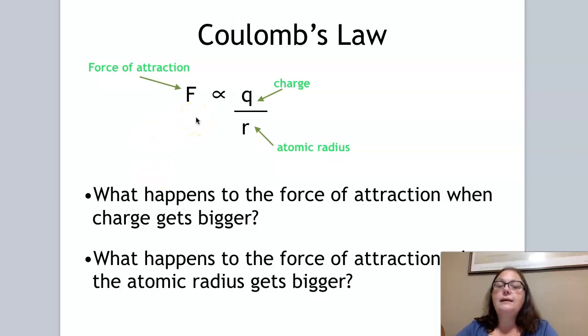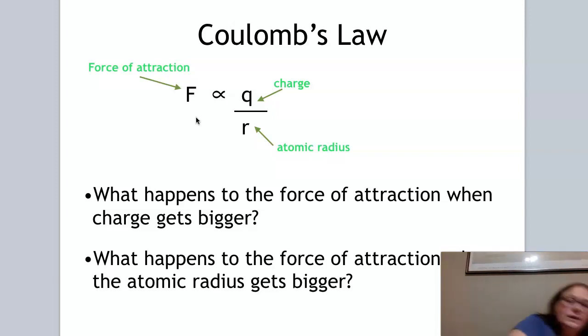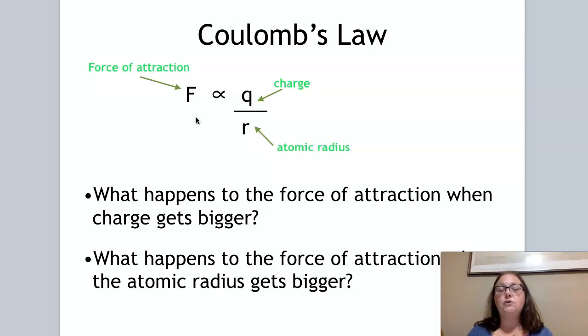So this formula, we're not going to do any calculations with it, but it gives us the relationship between the force of attraction and the charge and atomic radius, and it just gives us kind of an idea about how they affect each other. So if we increase the charge by, say, adding more protons into the nucleus, it causes the force of attraction to get bigger. If the atomic radius gets larger, and that distance between the positive charge and the negative charge gets larger, then our force of attraction is going to get smaller. Right?